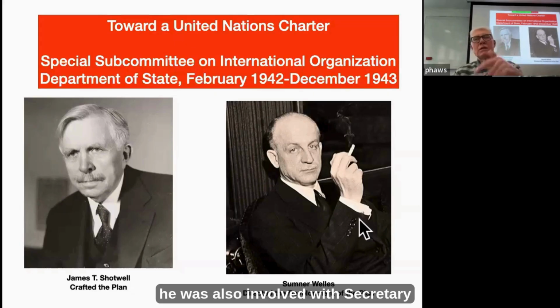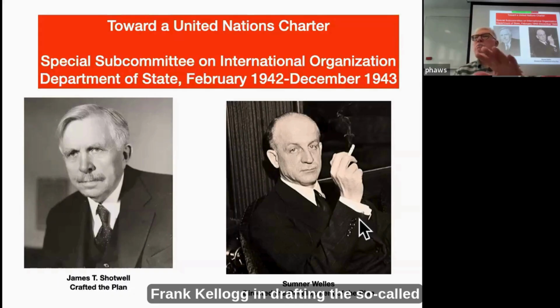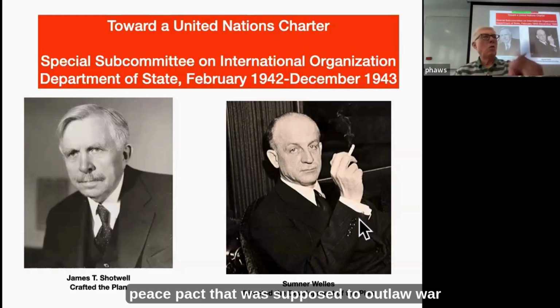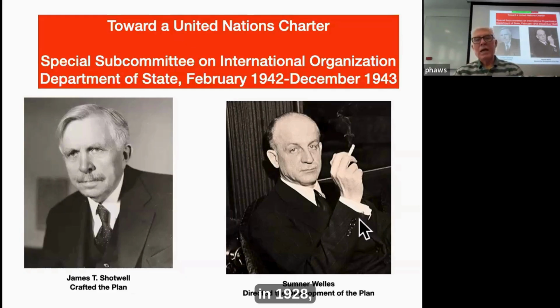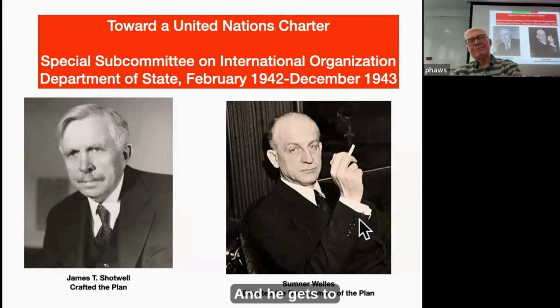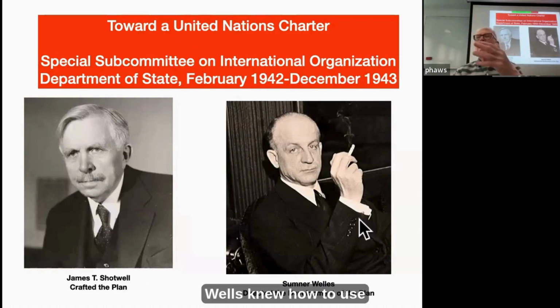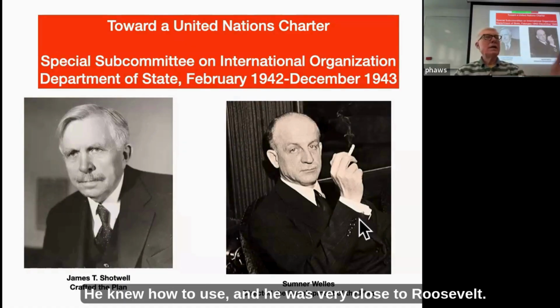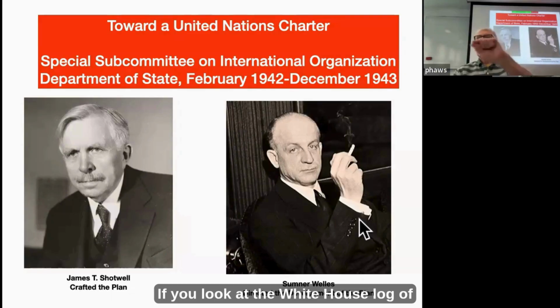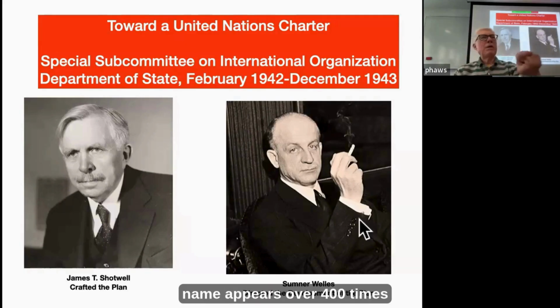Furthermore, he was also involved with Secretary of State Frank Kellogg in drafting the so-called Peace Pact that was supposed to outlaw war in 1928. Along with this was Sumner Welles. He's Assistant Secretary of State, and he plays a significant role in just keeping things moving. Welles knew how to use Roosevelt's reputation, and he was very close to Roosevelt. If you look at the White House log of visitors, Welles' name appears over 400 times over the Roosevelt presidency.